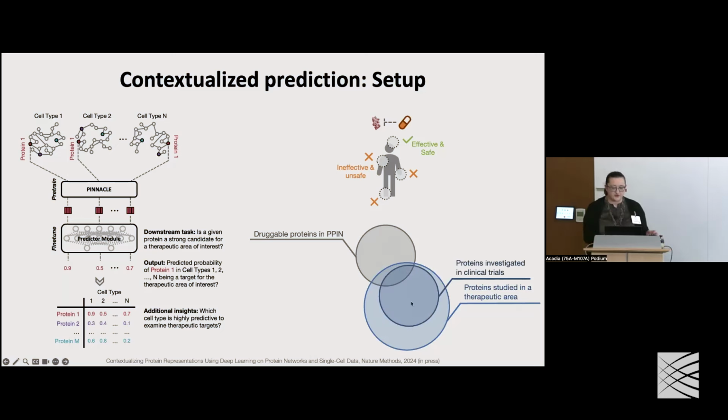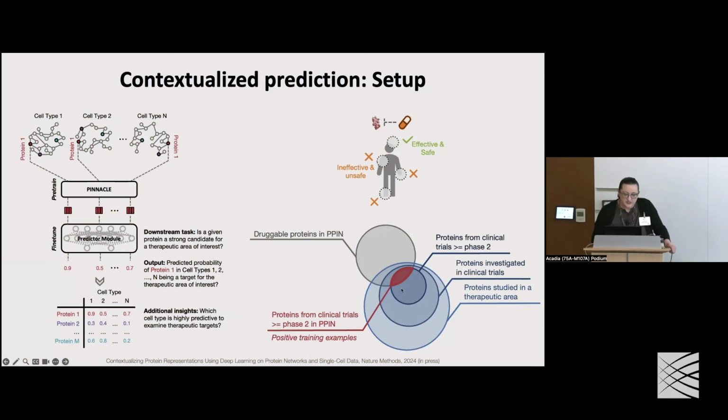Then we can apply more stringent filters, when we look at not only proteins that have been explored as candidate targets, but proteins that actually serve as targets for novel therapeutic candidates that are currently in a clinical trial. And we can look at whether those therapeutic candidates have reached a specific phase of clinical trials, such as, for example, phase 2. And so what we get when we intersect all of these sets, the protein targets that are targeted by therapeutic candidates that reach phase 2 or more and are also druggable in the PPI network, those proteins will serve as positive training examples for training this predictor module. And then proteins that are druggable but are not studied in a given therapeutic area serve as negative training examples to fine-tune this predictor module.